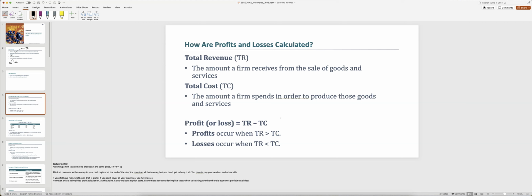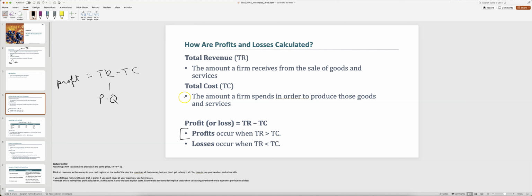So the easiest thing to do first here would be to calculate just a general equation for profit. Total profit is equal to total revenue minus total cost, and total revenue is simply the price times the quantity. Profit would then be positive, obviously, when the total revenue is greater than the total cost, and we'd have a loss when the total revenue is less than the total cost.